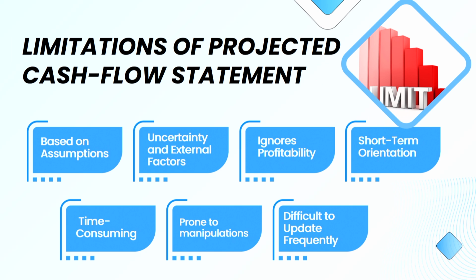Then there comes prone to manipulations. Those who have sufficient knowledge and exposure to different financial variables and their causal relationship with other variables of the financial statements are in a position to manipulate, to misrepresent, and to go for selective disclosure of different financial variables. They are in a position to manipulate the cash flow statement quite easily. That is one of the fundamental fallacies.